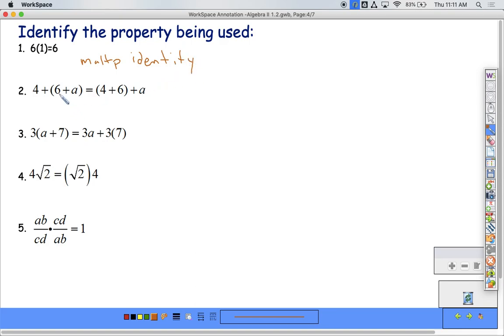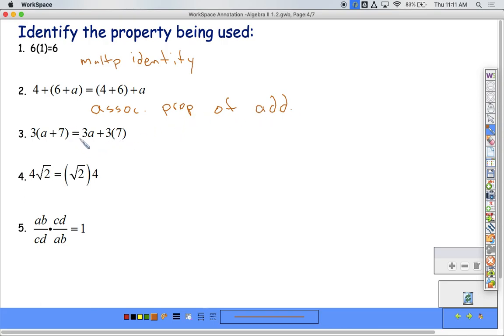Sorry, my handwriting might be a little tough to read. Okay, next, okay, notice the parentheses. We're grouping things differently. So that would be the associative, and we're going to say property of addition, right? Because we're adding. So make sure you include that second part.